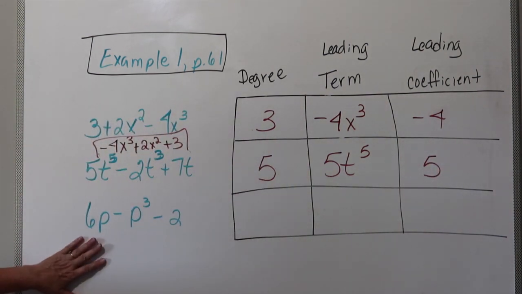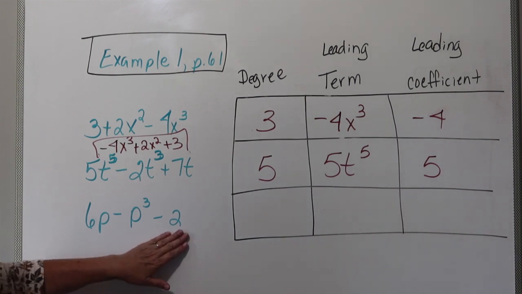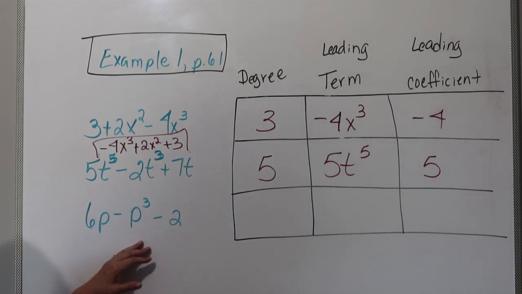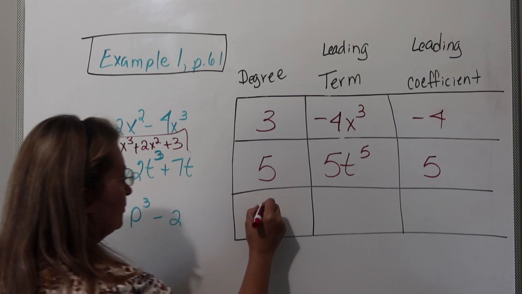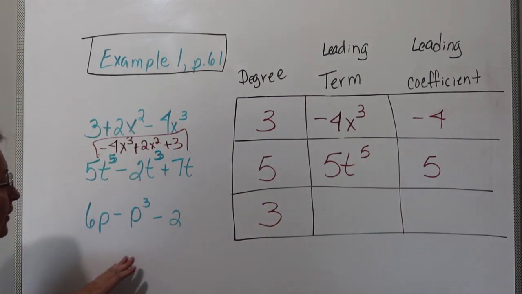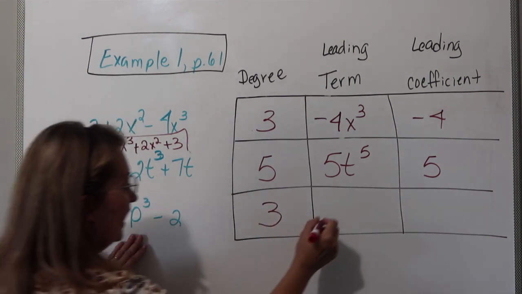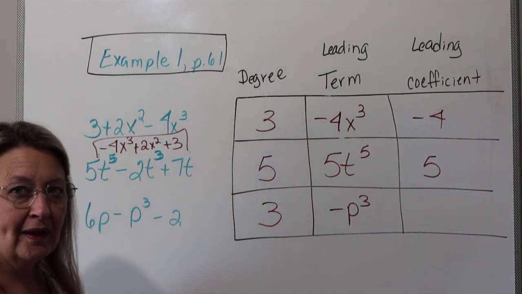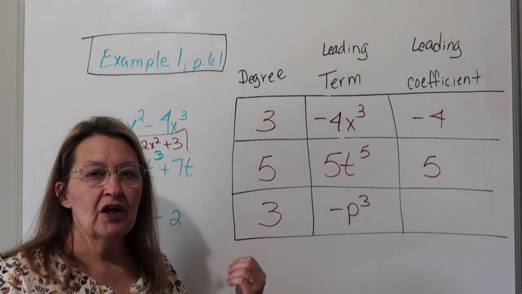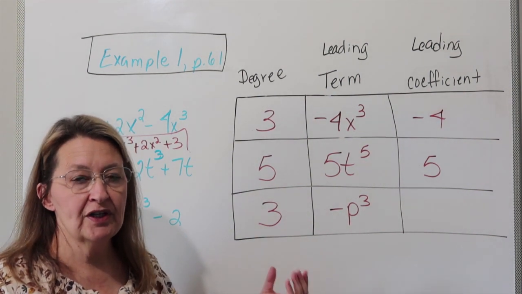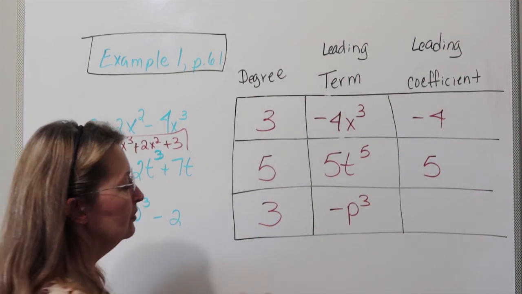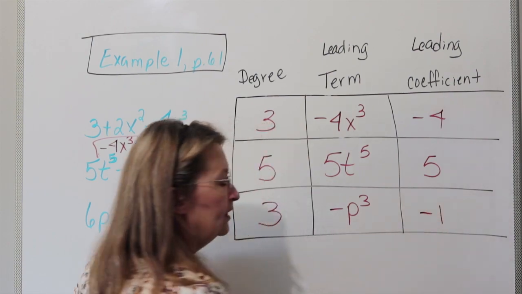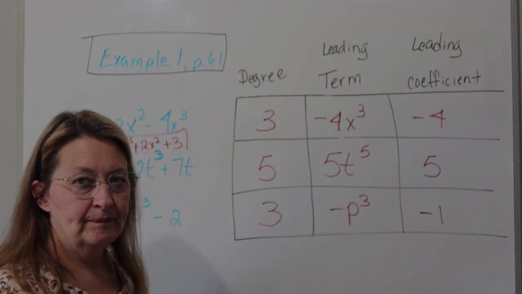And then our very last one, 6p minus p to the third minus 2. Highest power in this polynomial is this 3. The leading term is the term that has that power, so that's negative p to the third. Now, what's my leading coefficient? Remember, I've told you, if you don't have a coefficient, it's the understood 1. So your leading coefficient here is going to be the negative 1.